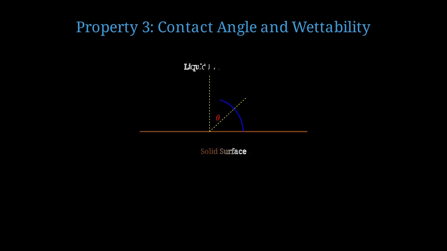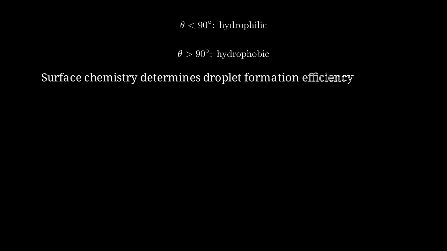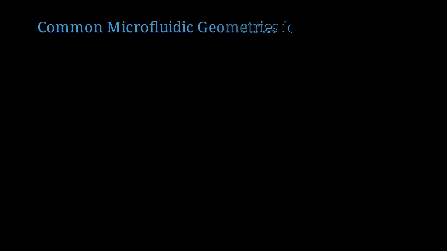The third crucial property is the contact angle, which describes how a liquid interacts with a solid surface. This diagram shows the contact angle theta, which is the angle formed where the liquid droplet meets the solid surface. When the contact angle is less than 90 degrees, the surface is hydrophilic, meaning water-loving. The droplet spreads on the surface. When the contact angle is greater than 90 degrees, the surface is hydrophobic, meaning water-repelling. The droplet beads up. By controlling the surface chemistry of our microfluidic channels, we can precisely control where and how droplets form.